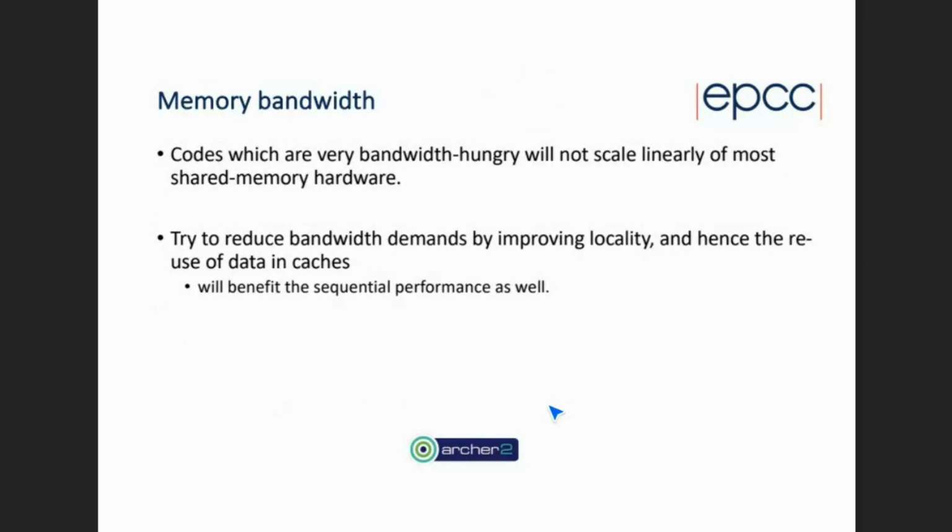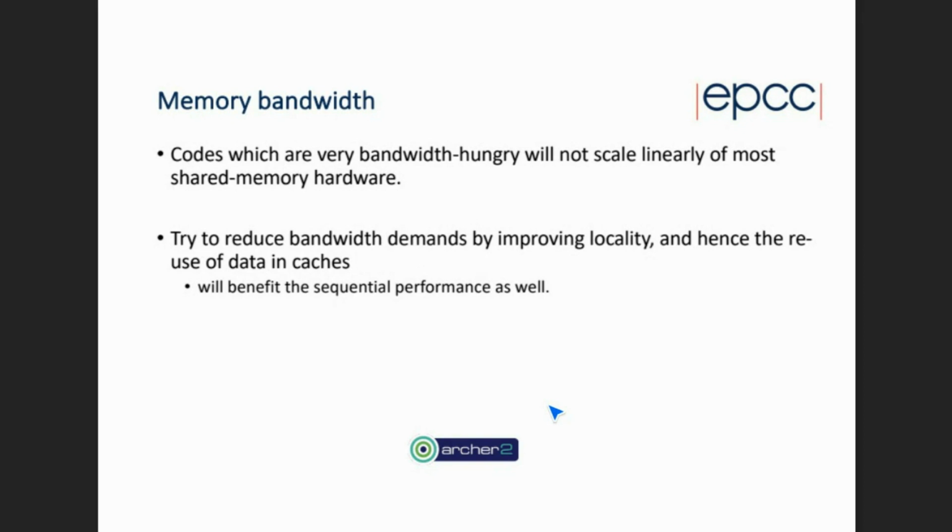So what does this mean? Well, particularly for codes which are very memory bandwidth hungry, they are just not going to scale linearly on most shared memory hardware. And that's actually typically quite difficult to do anything about. And it can often be the limiting factor in how well your OpenMP code scales.